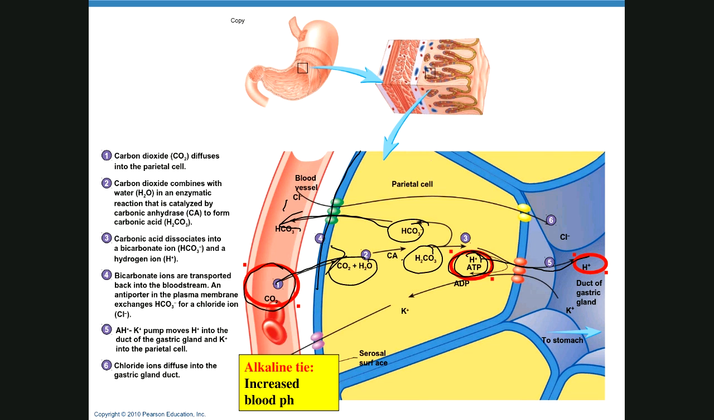Now, bicarbonate ions are a buffer. So the blood, as it travels next to the parietal cells, is going to be tremendously buffered, and the pH of that blood will increase temporarily. The hydrochloric acid is being pumped out by these proton pumps.